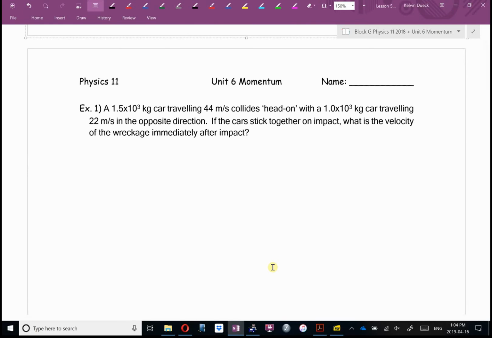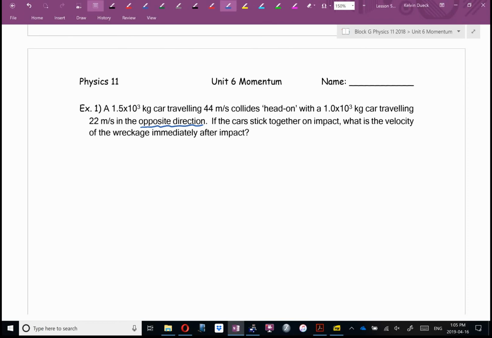A car traveling at 44 meters per second collides head-on with another car traveling in the opposite direction. This is going to be important. If the cars stick together on impact, what's the velocity of the wreckage immediately after the impact? Ty, what does this want me to find? Final velocity. Is there a collision in this question, Ty? Is there more than one object? This is a job for conservation of momentum.